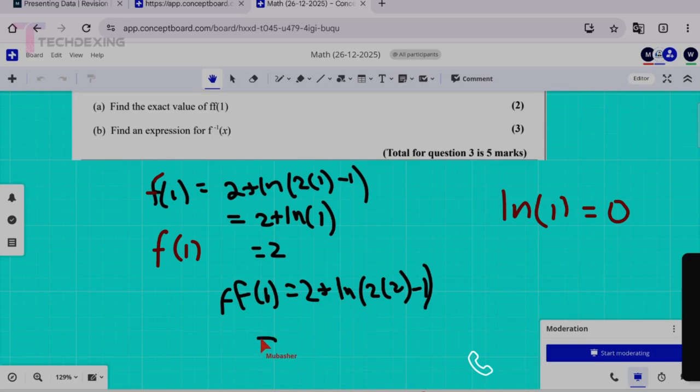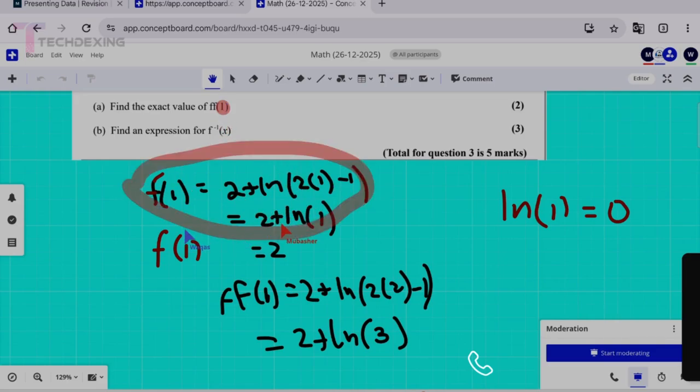You can simplify it, so we can say that 2 plus ln 3. Yeah, that will be our final answer. Okay, we did that. We plugged in the 1 in the function. You can just have a look in the very first step, right? We plugged in 1 in the function, and after that we got f of 1, so that is 2, so we plug in 2 in the function, and that's it, right?